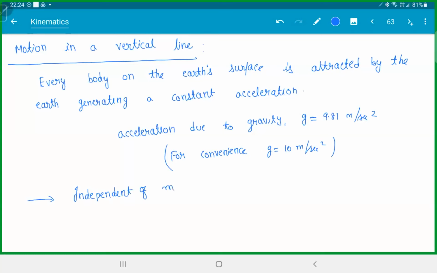Means you take an elephant and throw it, or you take a rat and throw it, you take a coin, a ball, it doesn't matter. This is independent of mass. But in real life, what happens, right? Due to air resistance, we don't observe this in real life. But if you can actually create a condition where it is a complete vacuum, you will actually see both will fall with the same acceleration.